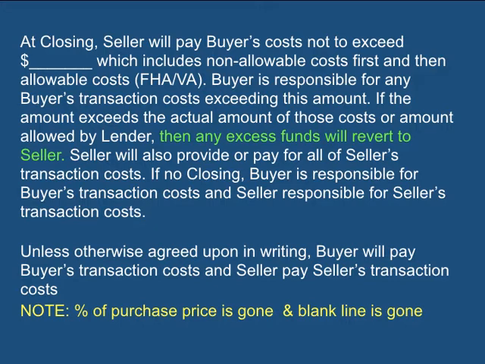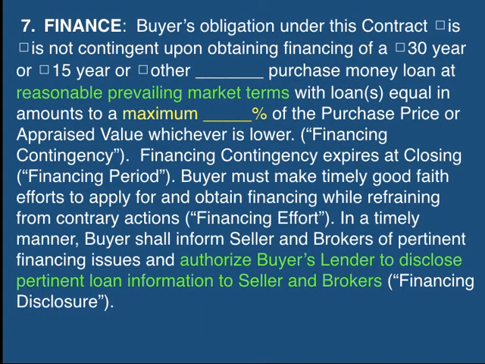It also says here that the seller will provide or pay all of the seller's transaction costs. If there's no closing, the buyer is responsible for the buyer's transaction costs and the seller is responsible for the seller's transaction costs. Unless otherwise agreed in writing, buyer will pay buyer's transaction costs and seller will pay seller's transaction costs. Now let's get to the finance section of this contract. Very interesting.